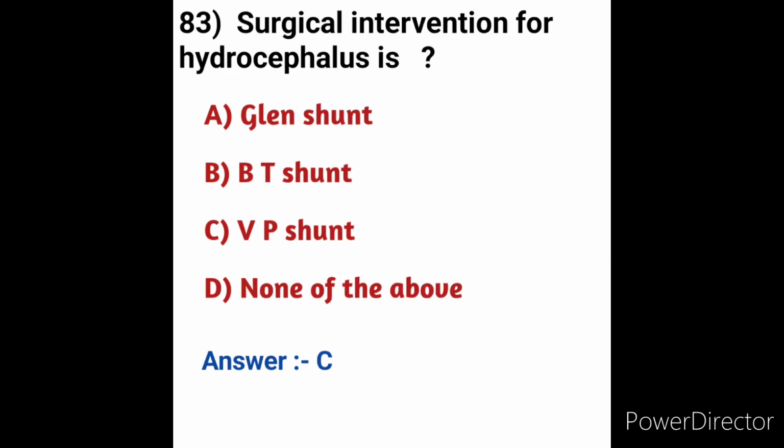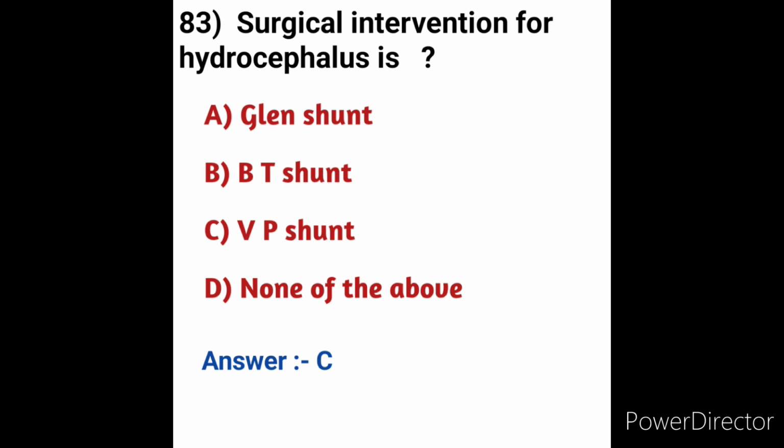Surgical intervention for hydrocephalus. What is the surgical intervention for hydrocephalus? We will see the options. Option A, Glenn shunt. Option B, BT shunt. Option C, VP shunt. And option D, none of the above. Glenn shunt is related to the heart, and option B, BT shunt, is also related to the heart. Option D is none of the above. So here option C, VP shunt, is the correct answer.